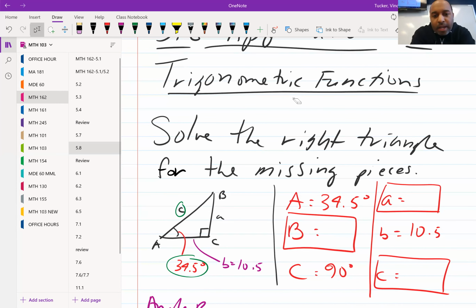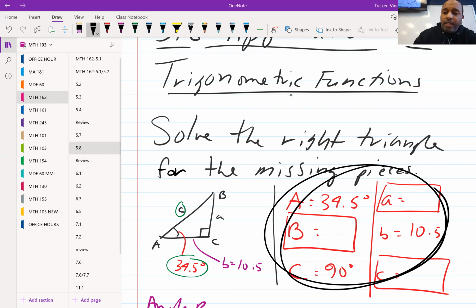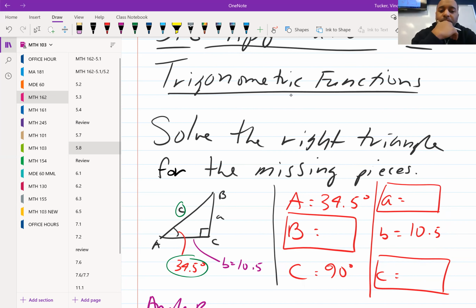So they give us angle A and they give us side B. And they want us to find the missing pieces. So we need side A, side C, and angle B. Now, because it's a right triangle, see that little square in the corner, then we know we also have angle C as well, which is 90 degrees. So over here, you see, I just wrote the pieces that we have and the pieces that we do not have. Give you guys a chance to copy down the information.